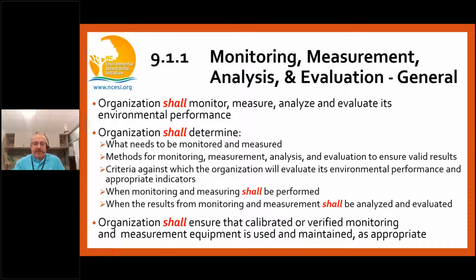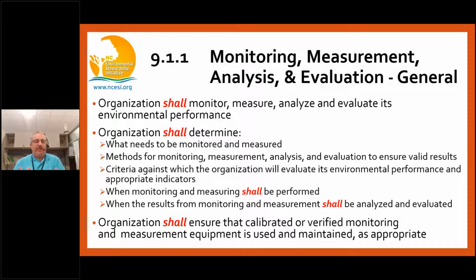The standard states in 9.1.1 that the organization shall monitor, measure, analyze, and evaluate its environmental performance. The organization shall determine what needs to be monitored and measured, your methods for monitoring, measurement, analysis, and evaluation to ensure valid results, the criteria against which the organization will evaluate its environmental performance, and appropriate indicators. When monitoring and measuring shall be performed, and when the results shall be analyzed and evaluated.